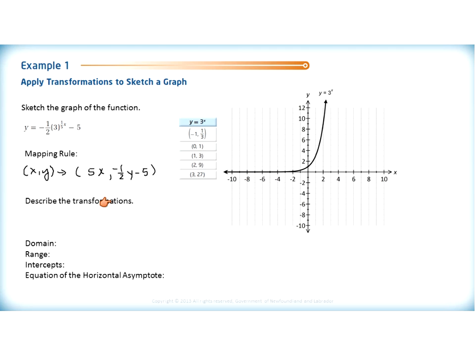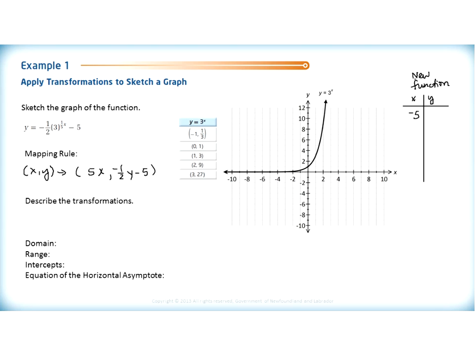Before I describe the transformations, let's create a table of values using my mapping rule for the new function that I'm about to produce. So I'll go over here on this side and create a table of values for my new function, x and y. All we need to do is take the values that you see in this table of values, plug them into your mapping rule, and see what the resulting points will be. So if x is negative 1, I get 5 times negative 1, which is negative 5.